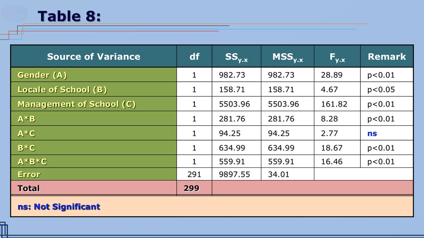So, there was a significant influence of interaction between locale of schools and management of schools on self-efficacy of students when resilience was taken as covariate. Thus, the null hypothesis that there is no significant influence of interaction between locale of schools and management of schools on self-efficacy of students when resilience was taken as covariate is rejected. In order to know the trend of influence of interaction between locale of schools and management of schools on self-efficacy of students when resilience was taken as covariate, the graph 2 has been plotted.